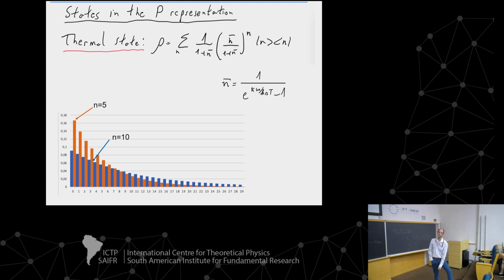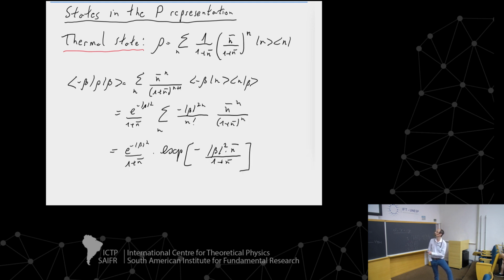What happens when we map this into a Glauber-Sudarshan distribution, a representation? So taking this rule, what we have here will be an exponential leading to a Gaussian distribution.